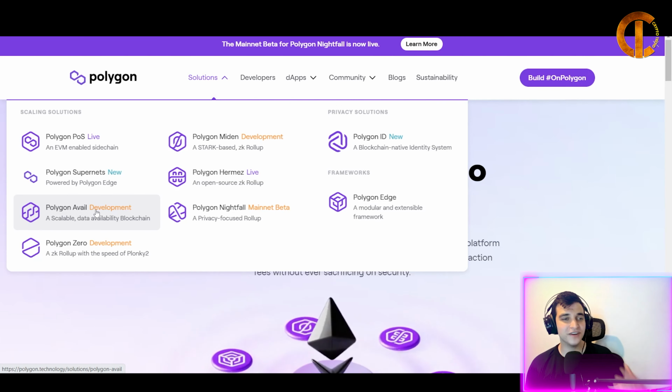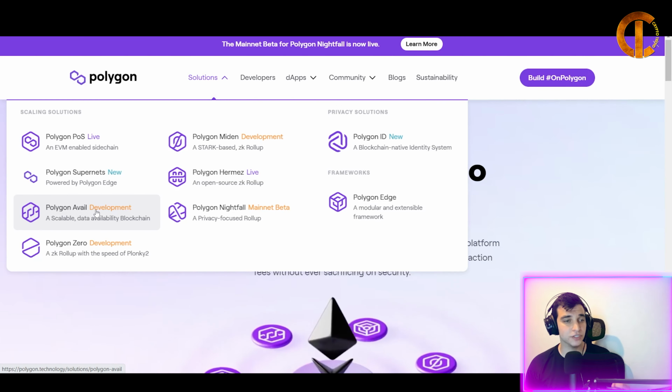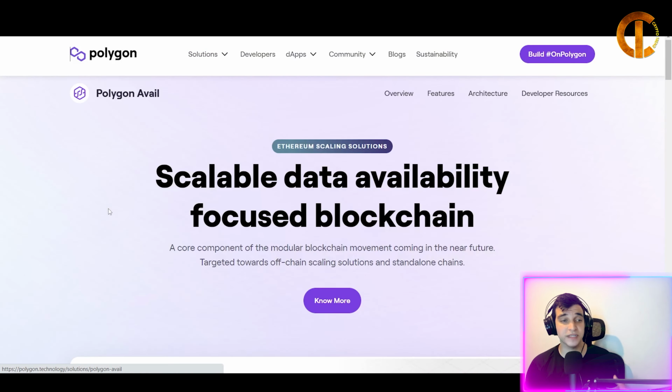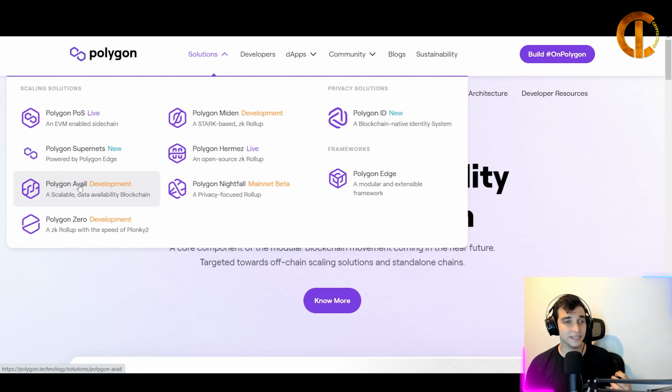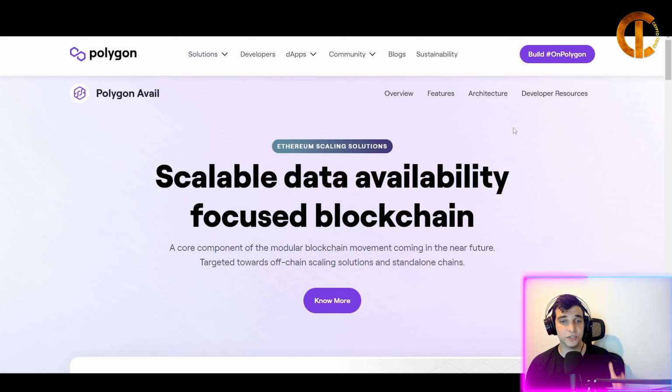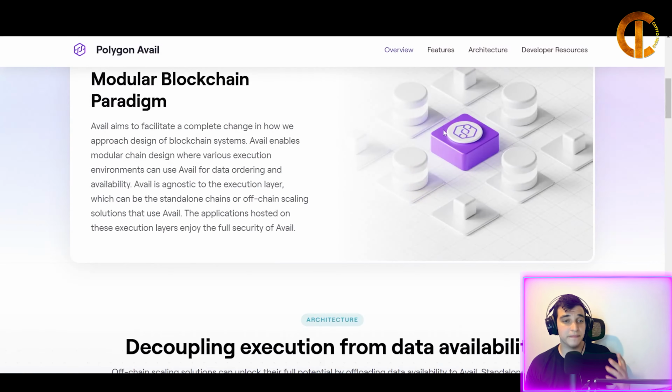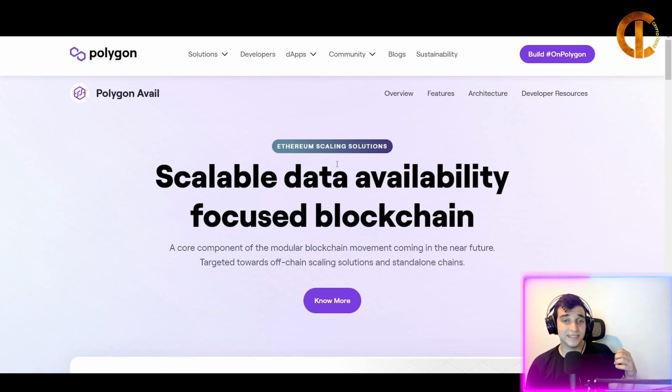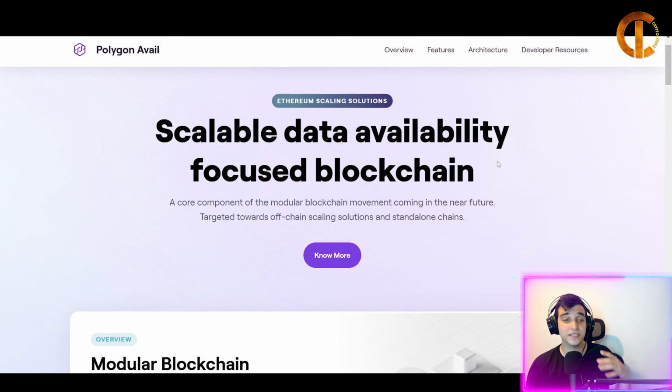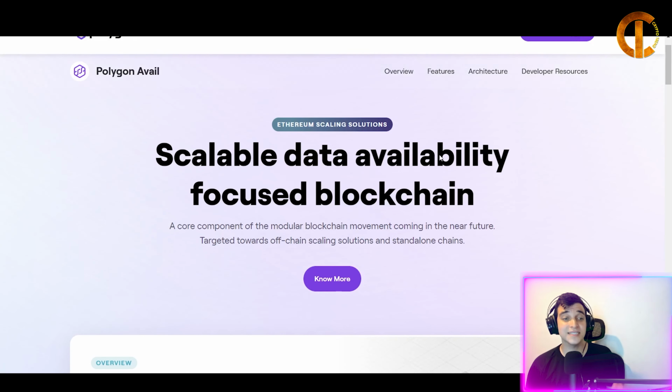Now, one of their very interesting scalable solutions is actually the Polygon Avail development. When you click solutions and then click in here, you'll be able to read much more about it. And you can actually learn that it is an Ethereum scaling solution, a scalable data availability layer focused on the blockchain, and a core component of the modular blockchain movement coming in the near future, targeted towards off-chain scaling solutions and standalone chains.